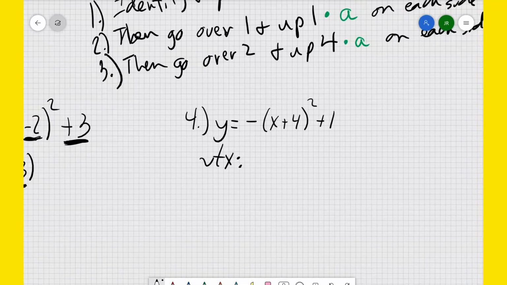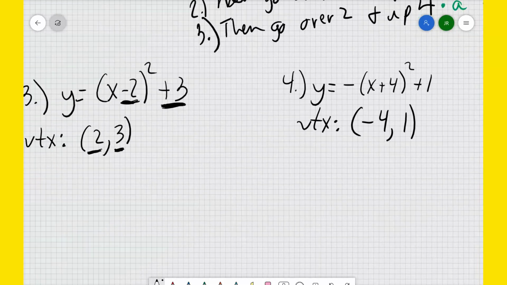So I'd go ahead and identify this vertex. What is this vertex? Since that's a positive 4, what's the vertex? It's negative 4, positive 1. The opposite of the number in there with the x, but it's the same as what that number is outside of the parentheses.